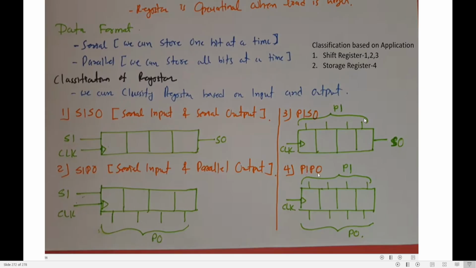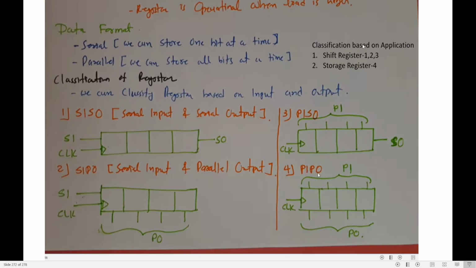What is parallel in, serial out? Load the data in parallel and get the output serially. What is parallel in, parallel out? Load the data in parallel, read the data out in parallel. Feed it in parallel as an input, read it in parallel as an output. So the first 3 types of registers are also called shift registers.